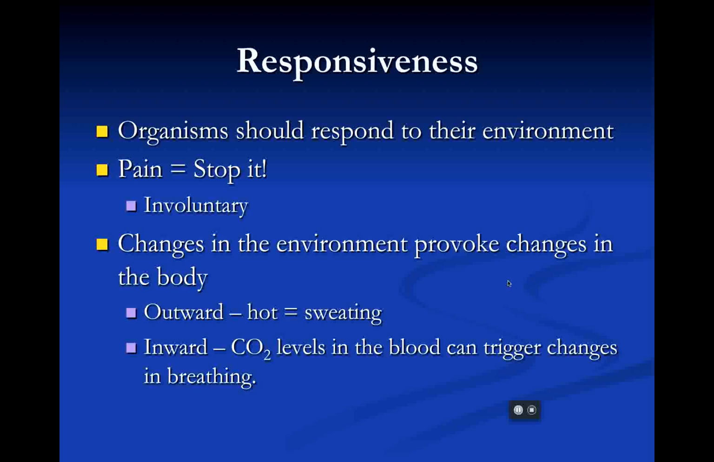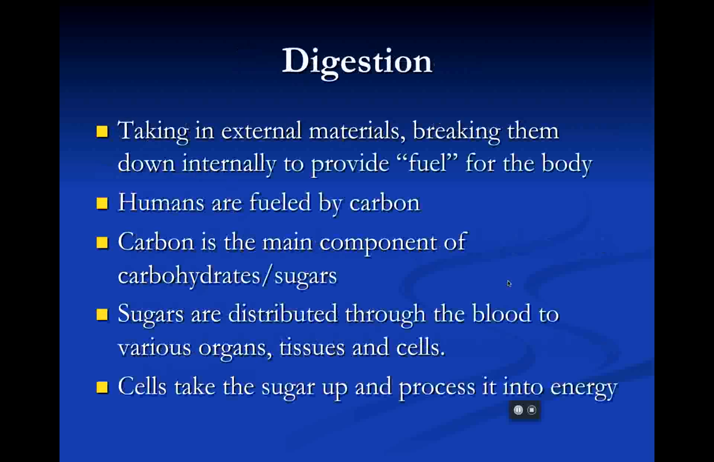Some of those responses are outward. If it's hot outside, you start sweating. That's an obvious response. Some responses are not so obvious to you, like carbon dioxide levels. Carbon dioxide levels in your blood determine your breathing rate. When carbon dioxide levels rise, you tend to breathe faster. When carbon dioxide levels drop, you breathe slower. We tend to take our breathing rate for granted. As you're sitting here listening to this lecture, you may think your breathing is very rhythmical and constant, when in fact it's constantly speeding up and slowing down, and that's a response to carbon dioxide levels.